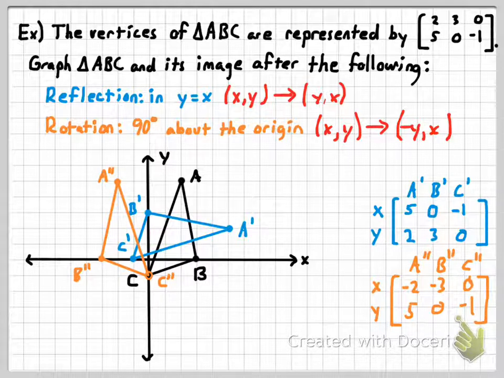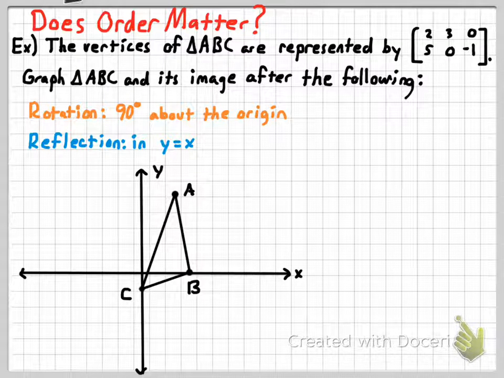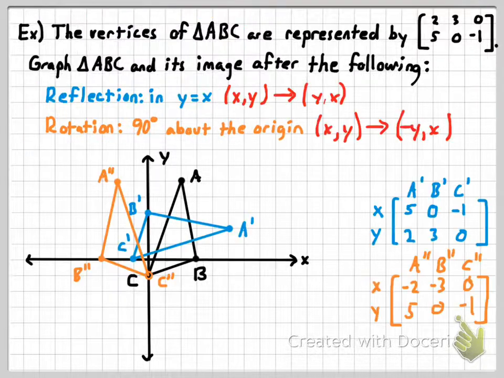I want to discuss this example a little bit further. I want to do it in the context of this question right here. Does order matter? Whenever you're trying to perform more than one transformation, is it going to matter, for instance, whether you reflect triangle ABC in the line of y equals x first and then rotate it 90 degrees about the origin? Or could you get the same result if you rotated 90 degrees about the origin and then reflected in the line y equals x?